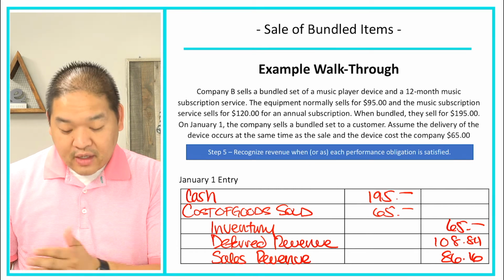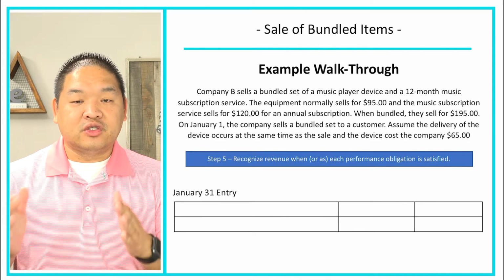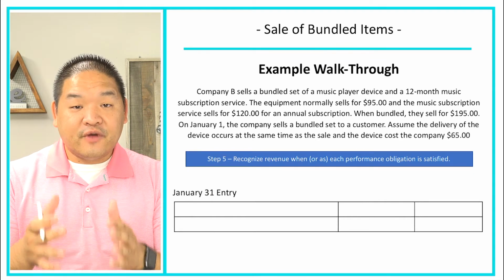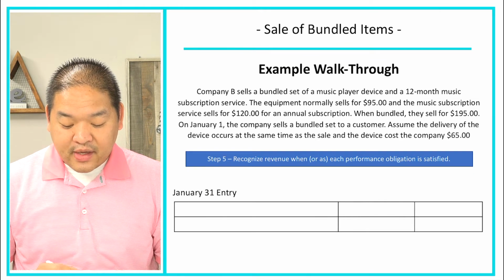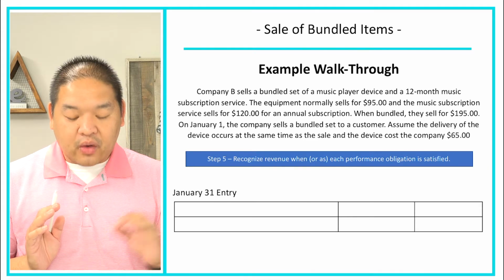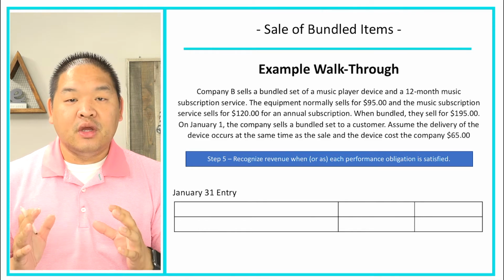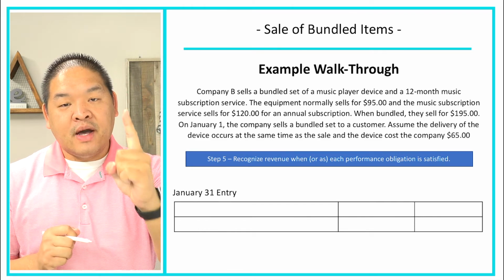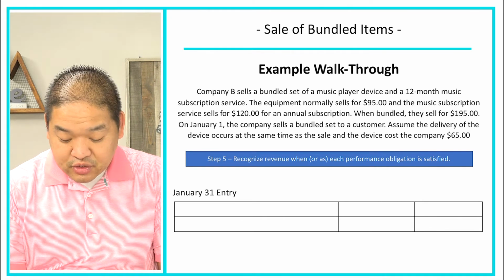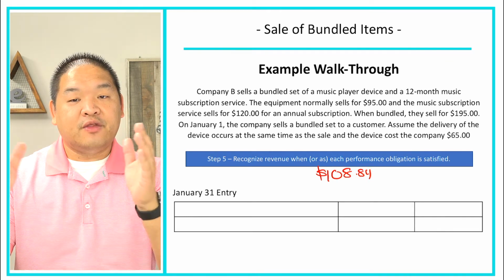So moving on to the next entry here, we now are at January 31st. So remember, the question said to also do January 31st. In January 31st section, we notice that we have gone one full month. If we've gone one full month, that means that of that 12-month subscription, we've earned 1 month of revenue from that subscription. So that subscription was worth $108.84 for the 12-month period.